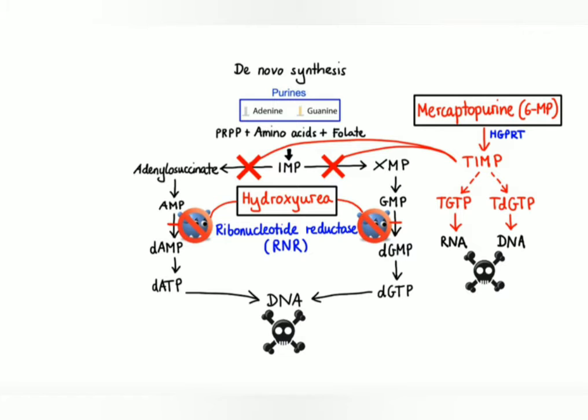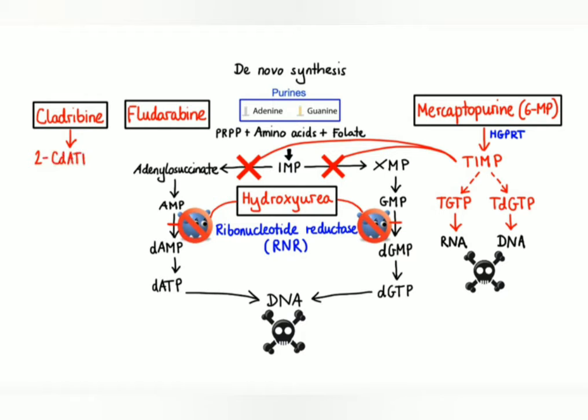Now, ribonucleotide reductase is also a major target of other purine antimetabolites, such as cladribine and fludarabine. The first one, cladribine, is activated mostly in lymphocytes when it's converted to its toxic metabolite, 2-chlorodeoxyadenosine triphosphate, 2-CD-ATP for short. In proliferating cells, 2-CD-ATP not only interferes with ribonucleotide reductase, but also acts as a DNA polymerase inhibitor by competing with the binding of dATP to that enzyme.